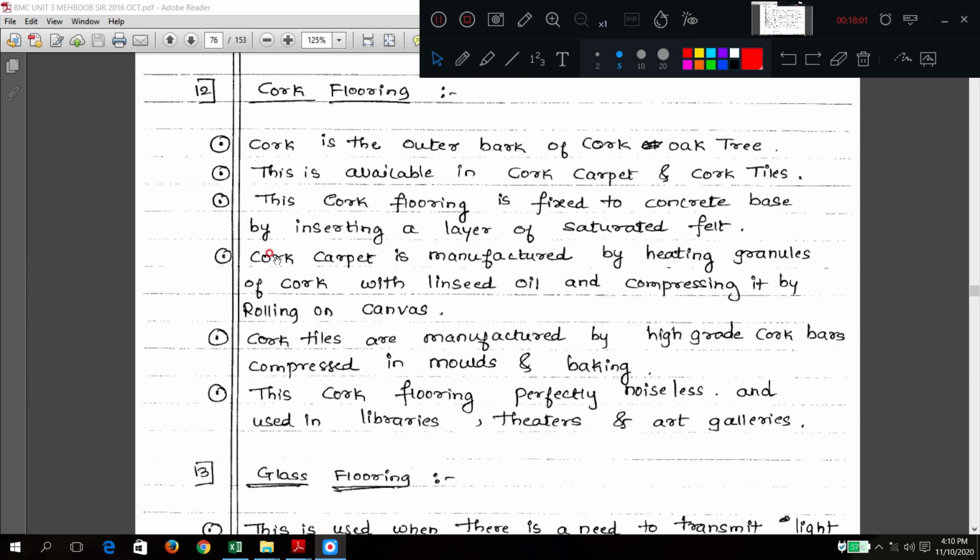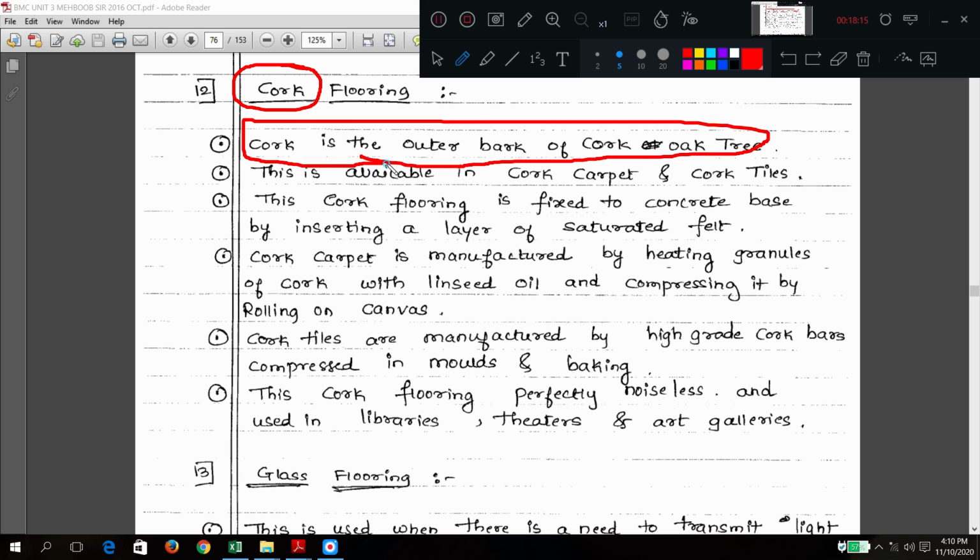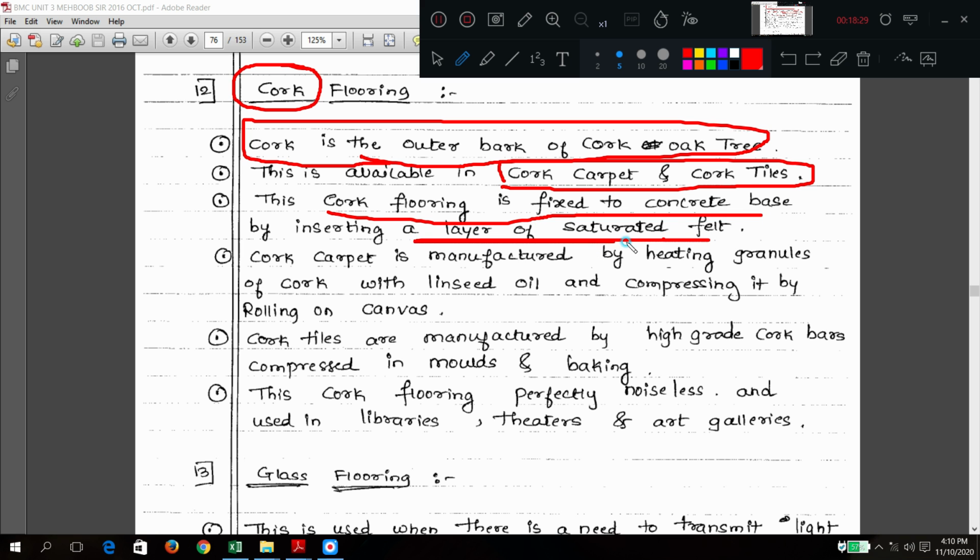Cork flooring. Cork is one type of tree. It is the outer bark of the cork tree. This is available as carpet or tiles. This cork flooring is fixed on concrete base by inserting a layer of felt. Felt is nothing but one type of adhesive, you remember.